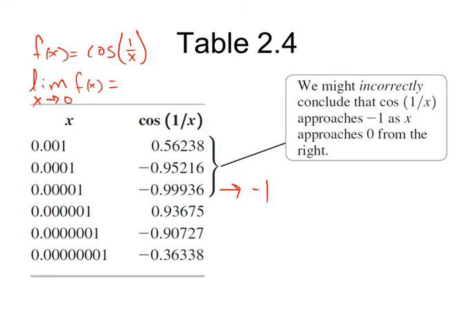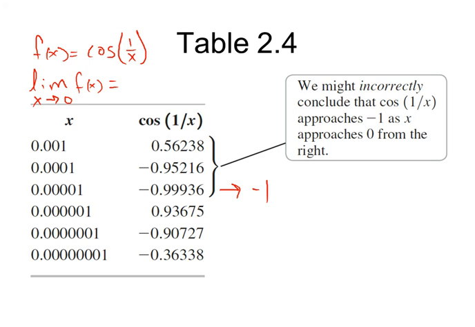Because if we continue to investigate and see that, well, let's go even smaller, hey, we're up closer to positive 1, and we go even smaller still, we're back down to close to negative 1, and then even smaller still, we're negative just over a third. And so what's going on here?